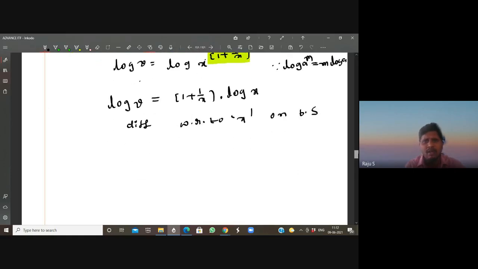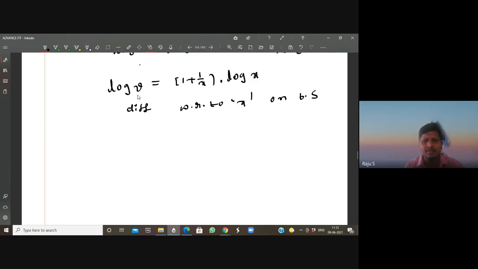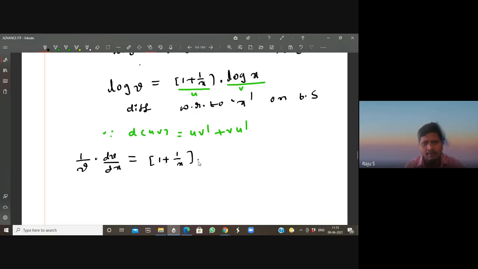So what do you observe here? Again, the left side is 1 by v dv by dx, that is common for all. But the right side is again a product of two different functions. This is one function, this is another function. Now this is u, this is v, the uv product rule. Since we know that the product rule is uv dash plus vu dash, apply this property. Then the left side is 1 by v dv by dx, equal to the right side: 1 plus 1 by x times the derivative of log x, which is 1 by x, plus log x into the derivative of 1 plus 1 by x.